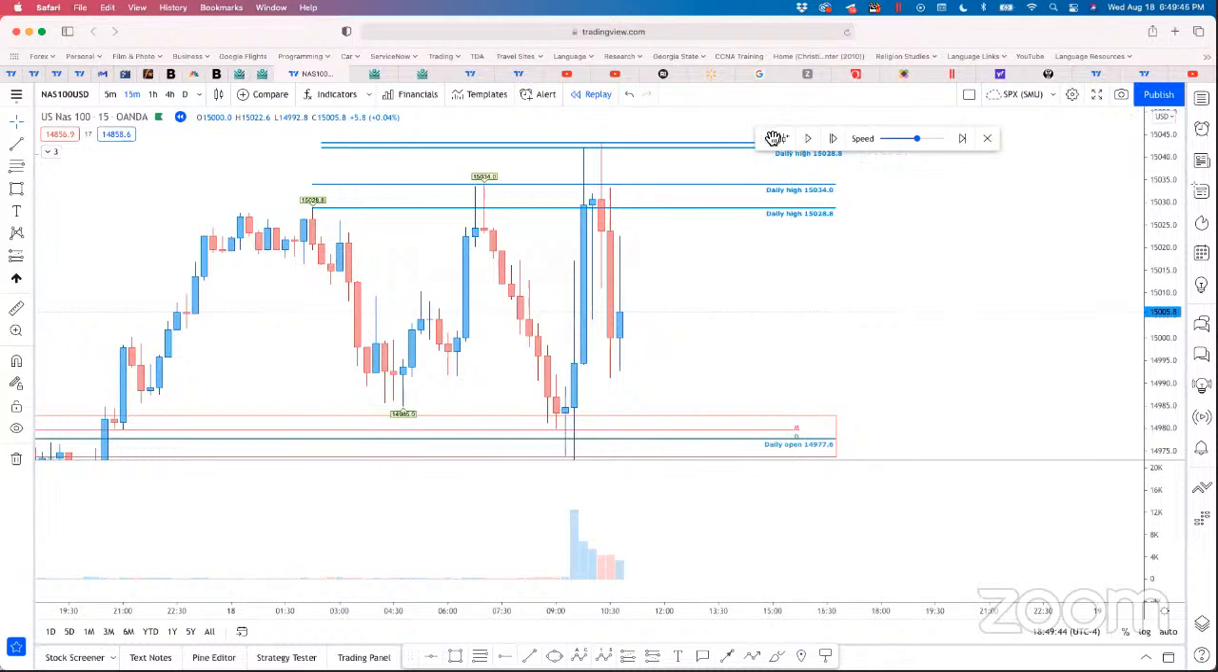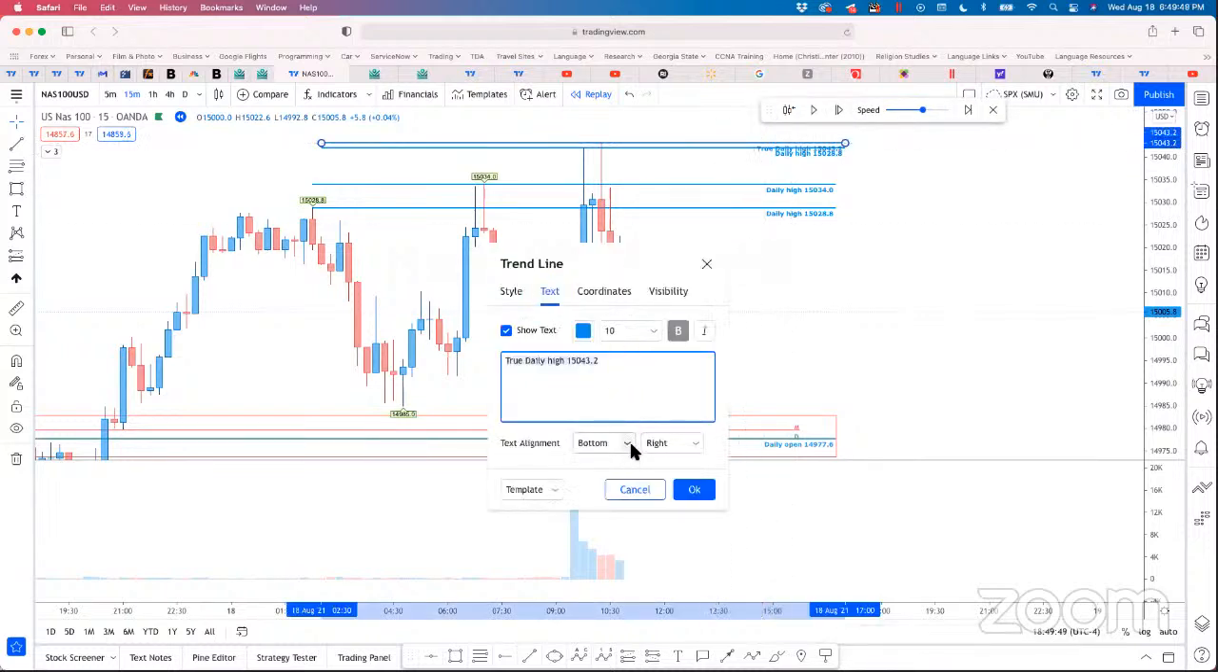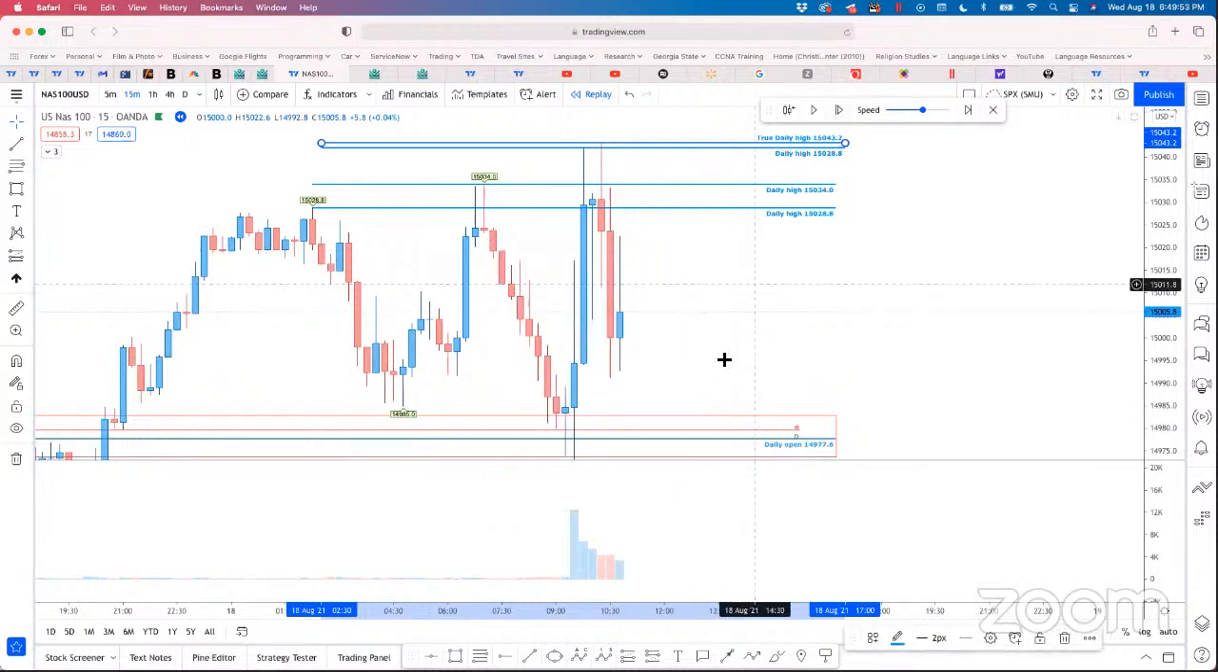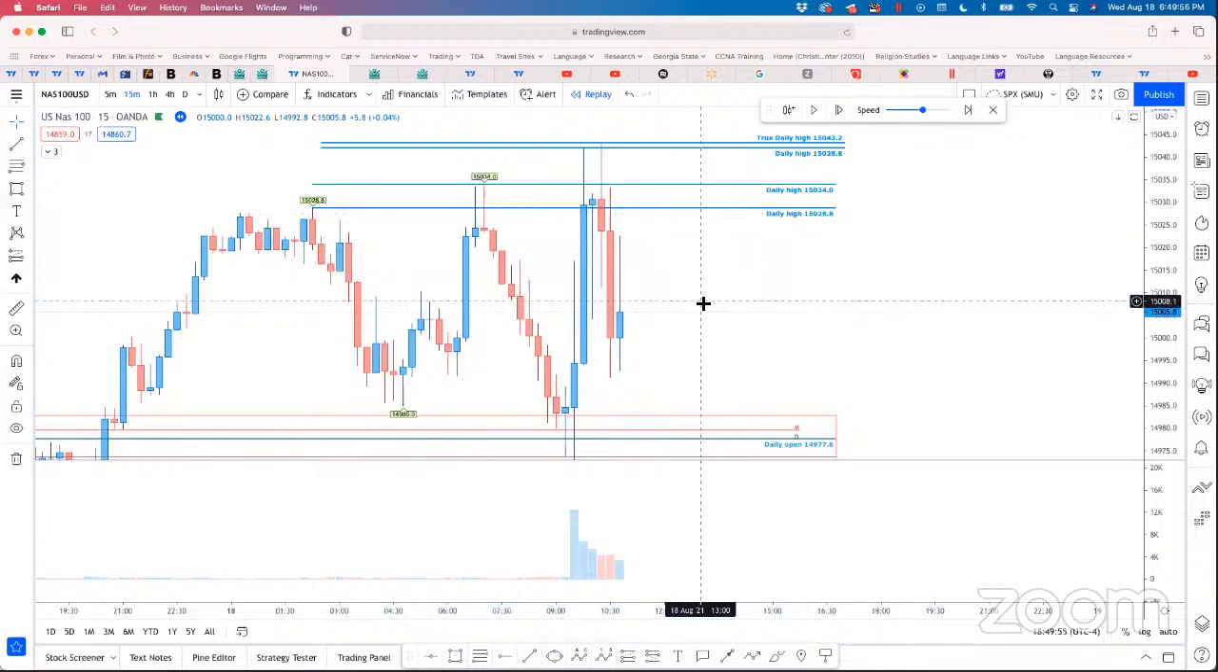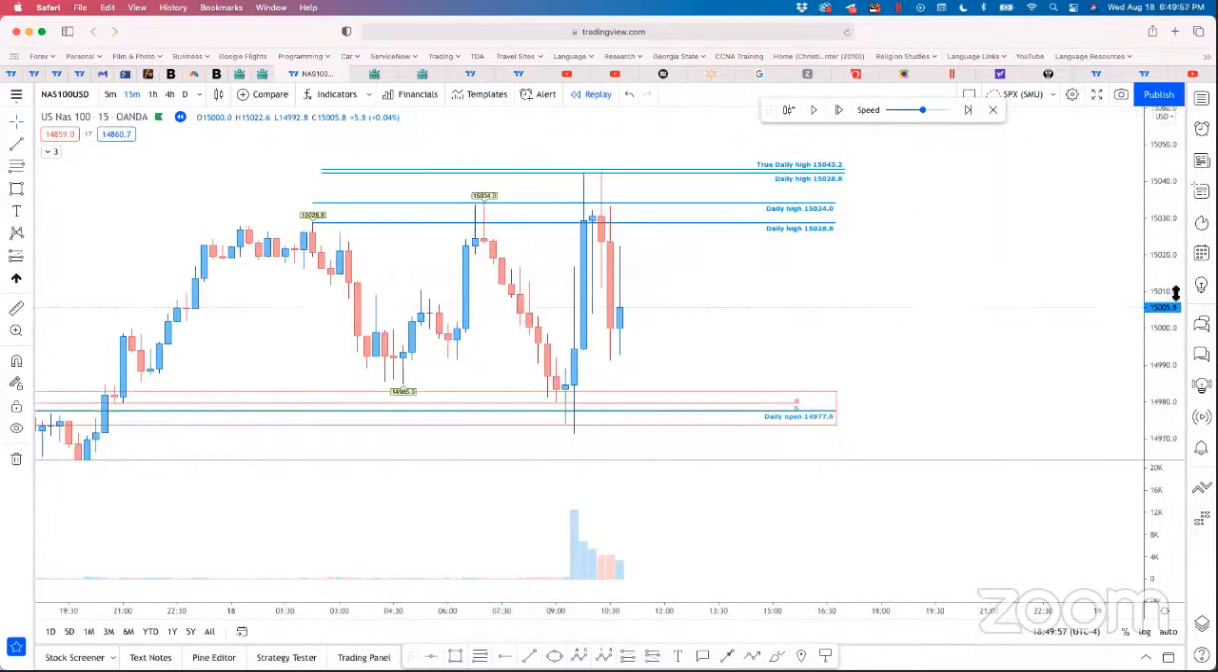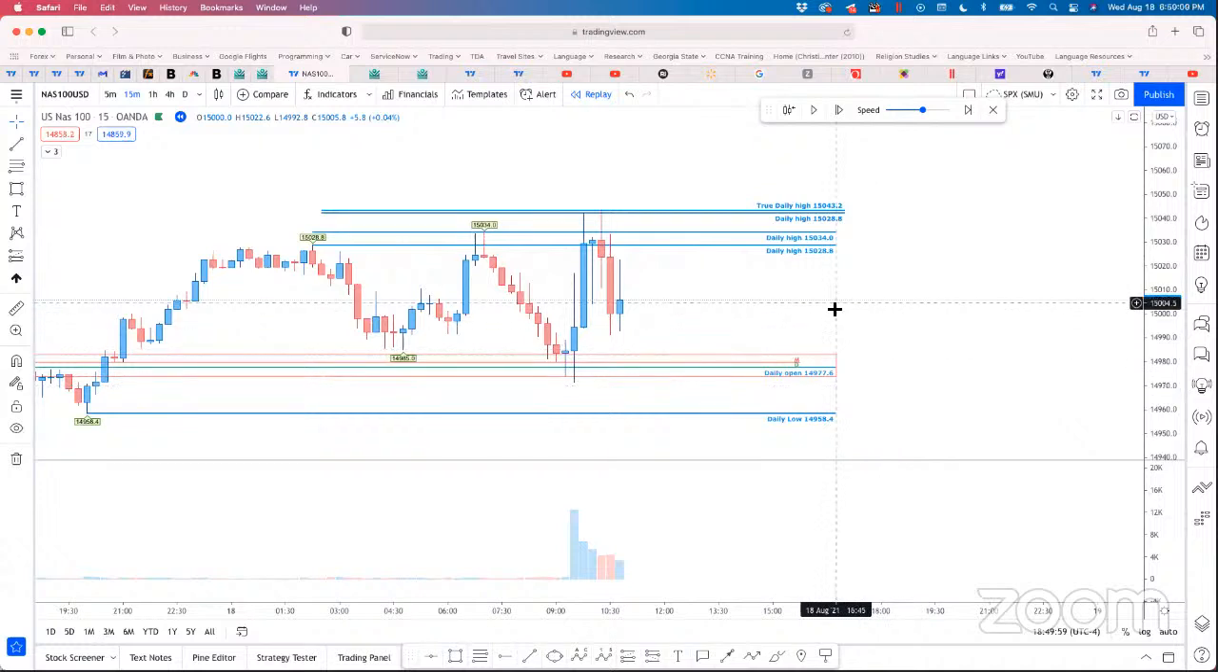Okay, that's our true daily high. Put him on the top. He's the one that set the range, right? And at this moment, we got our true daily high and our daily low right here, right?